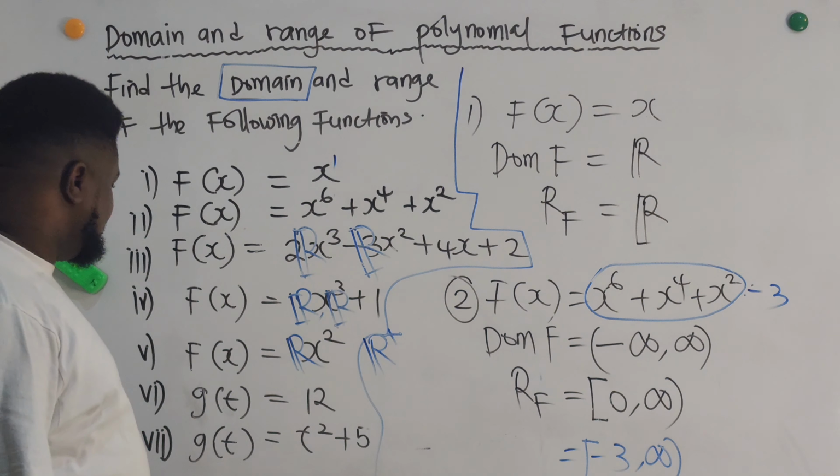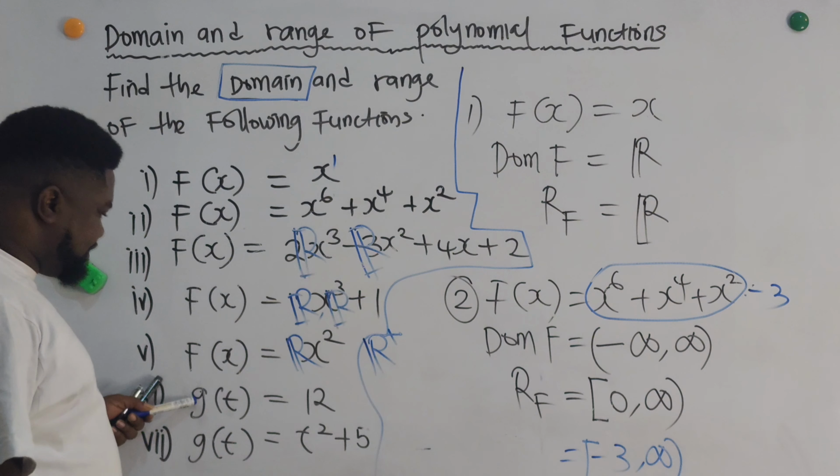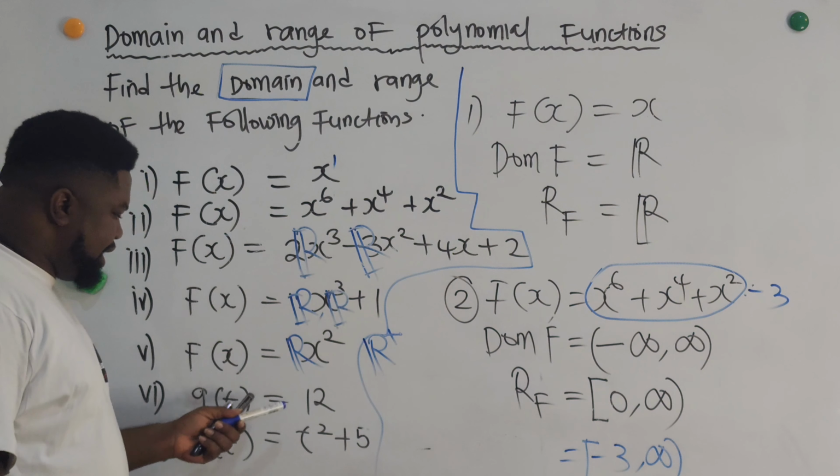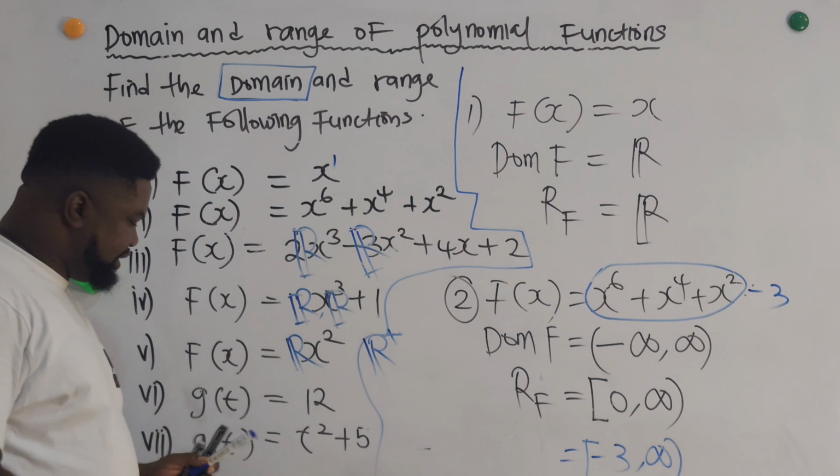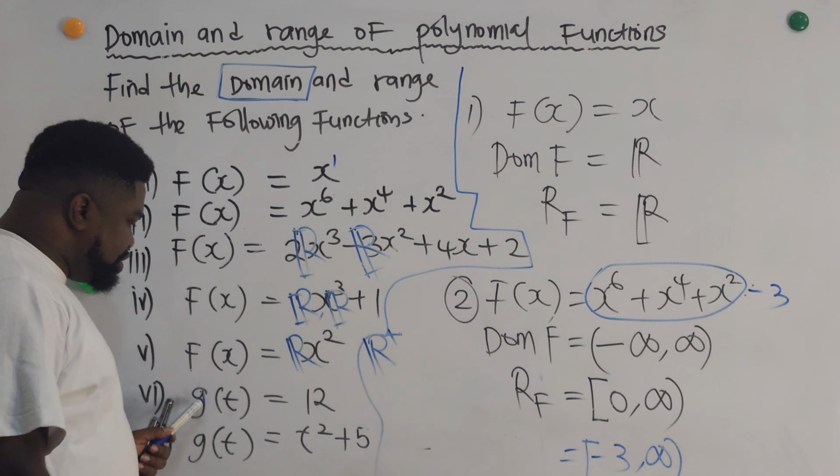Number 5. Okay, number 6 now. G of t is equal to 12. Here, this one is different. Now, g of t equal to 12 means that my polynomial is a constant. We call this one a constant polynomial. So what's my domain? Domain of all polynomials is all real numbers. That's my domain, all real numbers.